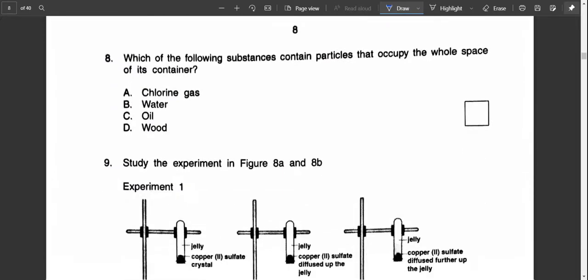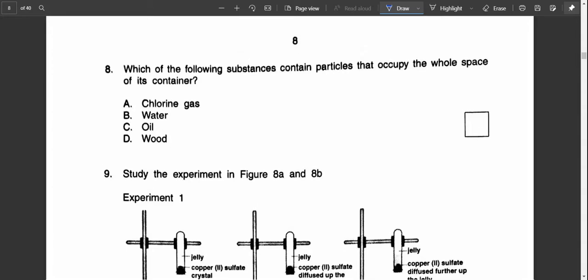Next question, number 8. Which of the following substances contain particles that occupy the whole space of its container? Everything is made up of tiny particles called matter. It's an atom that surrounds them, and then occupies the whole space of its container. It means that if you put this substance in, the container will be filled with the particles.